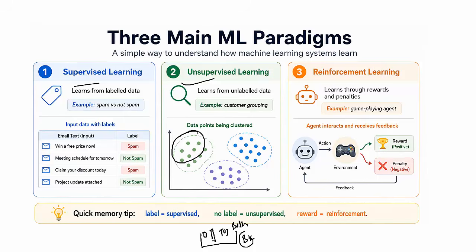Now the husband opens the kitchen and groups things by himself, all masala together, all snacks together, all utensils together. So the wife never told him the label. That is called finding a pattern.